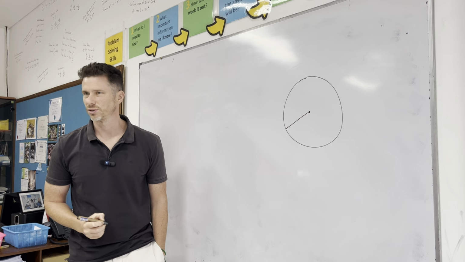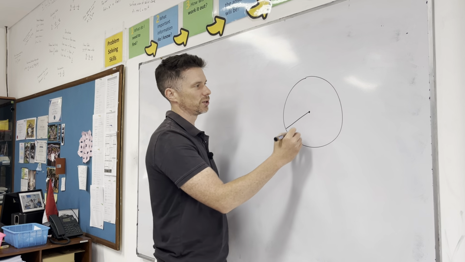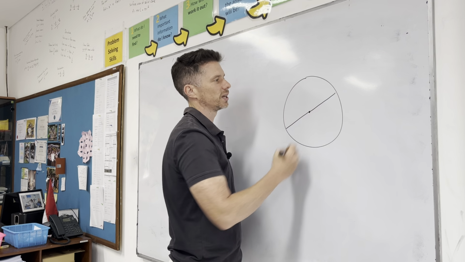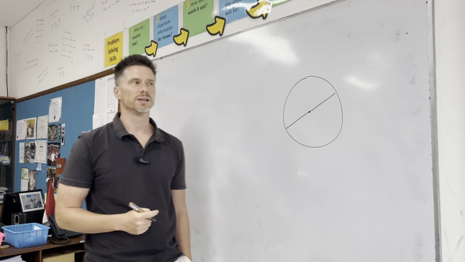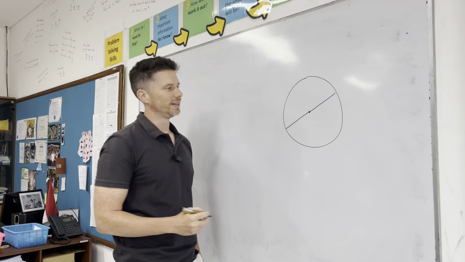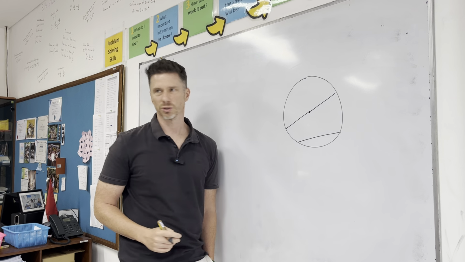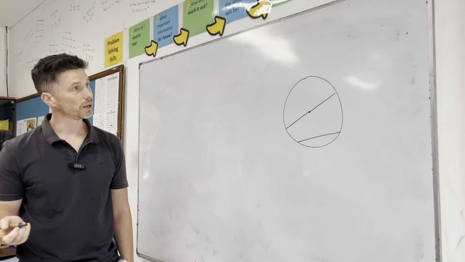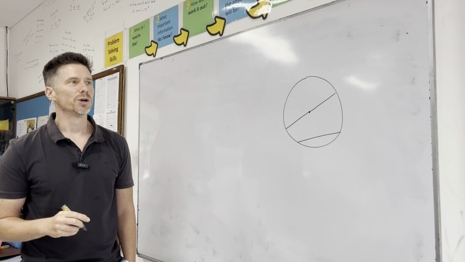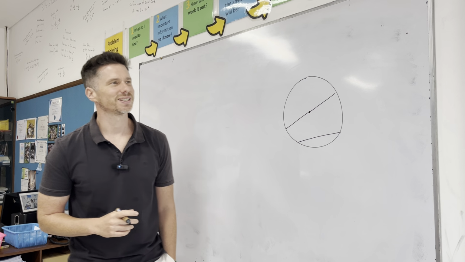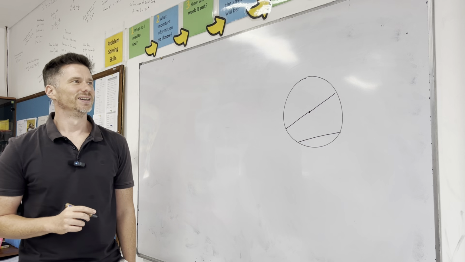From the center to the edge of the circle. If you continue that line over the other side, that is a diameter. A line that goes from one side of the circle to the other, but doesn't go through the center, is called a chord.